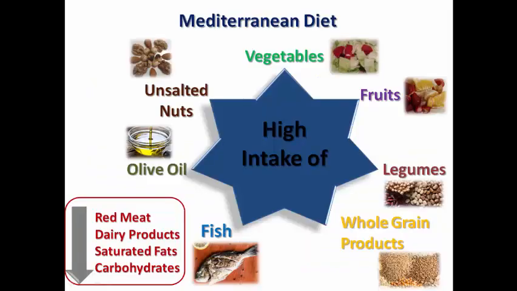Mediterranean diet is a cornerstone of any healthy diet that we advise a cardiovascular patient or a diabetic patient with, including vegetables, fruits, legumes, whole grain products, fish, olive oil, and unsalted nuts, and try to advise the patient to reduce the consumption of red meats, especially processed meats, try to avoid it, dairy products, saturated fats, and carbohydrates. And we have discussed the diet and exercise in detail in the specific video.